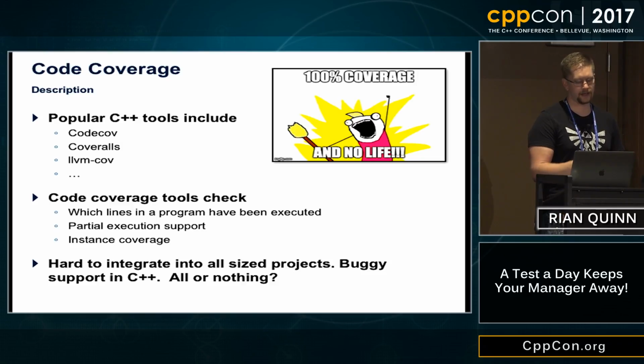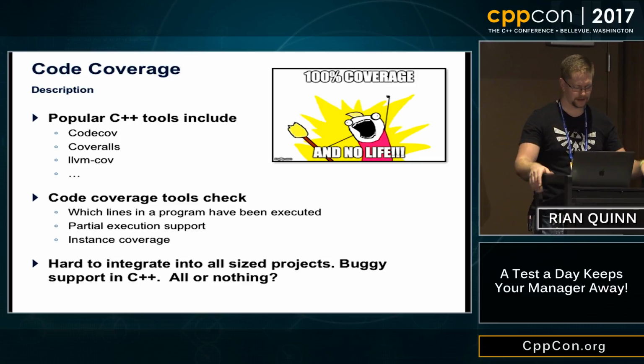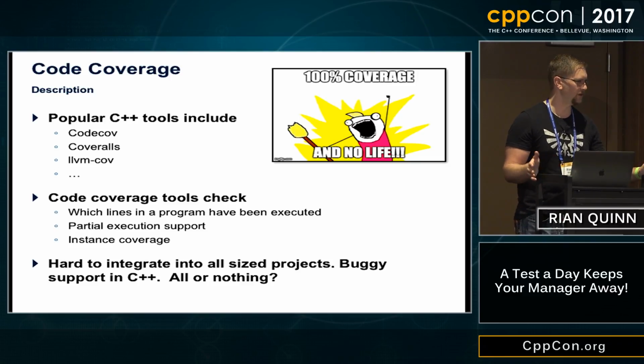LLVM actually tends to be a little better with that, and it'll actually show you, I have different instantiations of this template and you didn't test this version of the instantiation, which is mind-blowing. But it does matter. There's a difference between a double and an int, and you can end up with weird problems with doubles that you wouldn't see in ints.